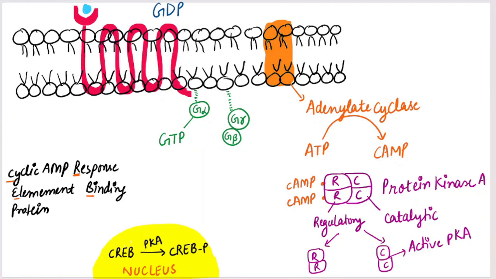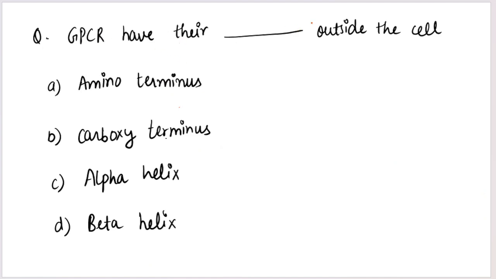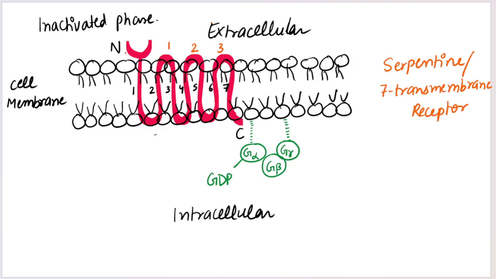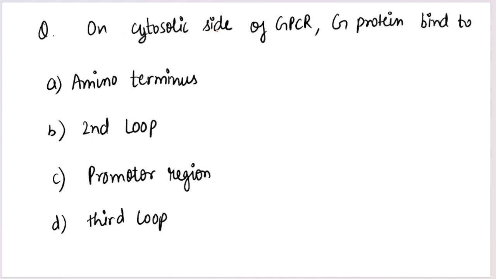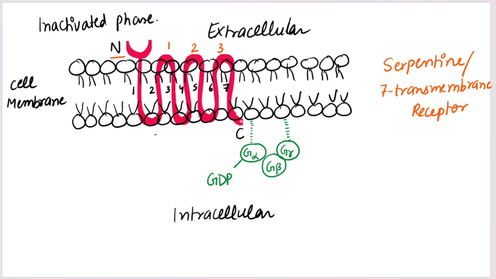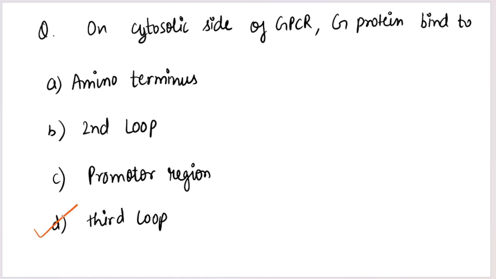Now let's do some questions. Question number 1: GPCR have their dash outside the cell. Amino terminus, carboxy terminus, alpha helix, beta helix. You can see in this diagram that the N terminus or amino terminus is outside the cell. So the answer is A. Next, on the cytosolic side of GPCR, G protein binds to: amino terminus, second loop, promoter region, third loop. In this diagram, you can see that G protein is bound by the receptor at the end of the third loop here. So the answer is D.